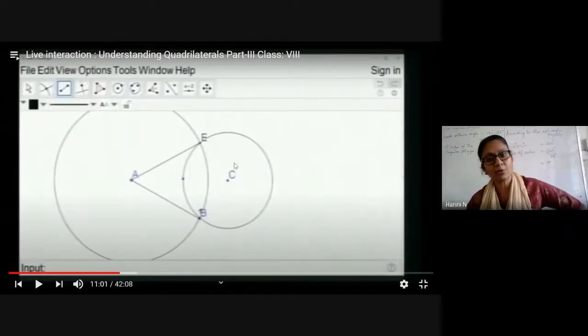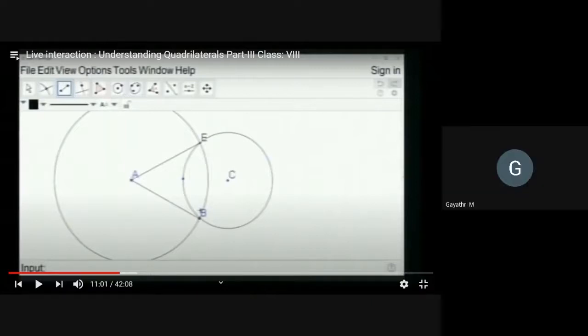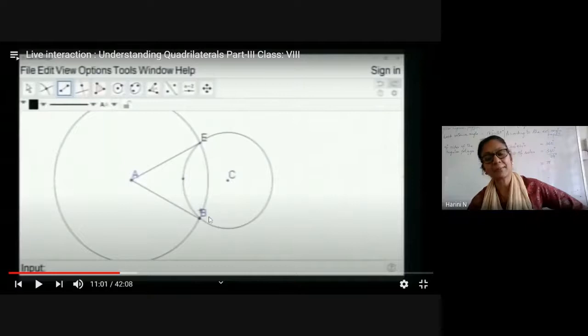So similarly, now if I join CE and CB, what are the segments that I will get? I'm going to join C with E and C with B. What are those with respect to the second circle? Ma'am, radius. Again, they will be the radii.